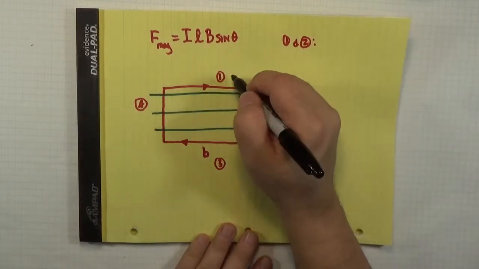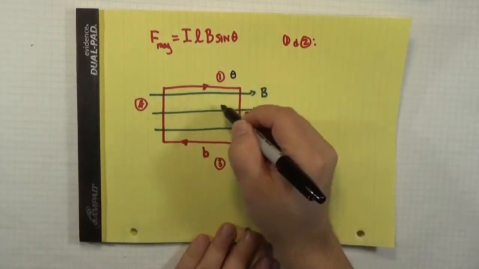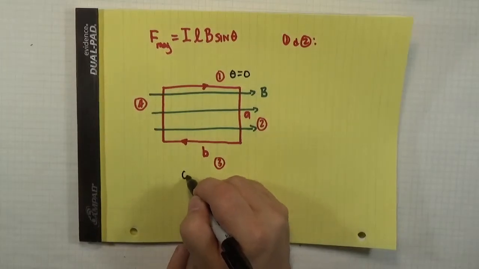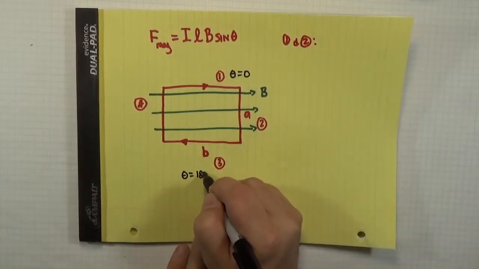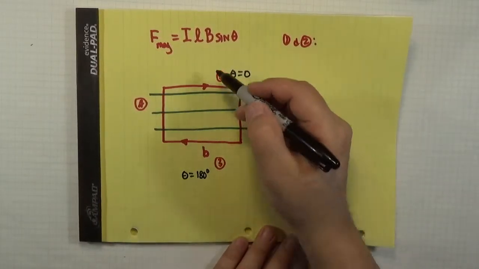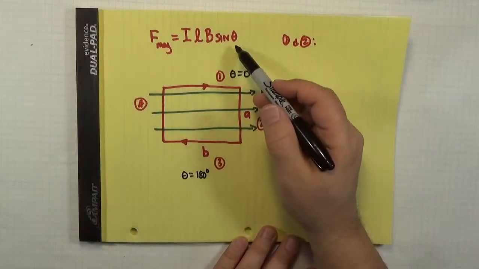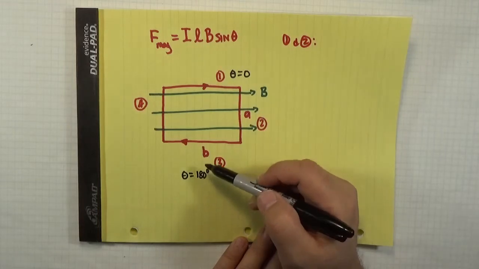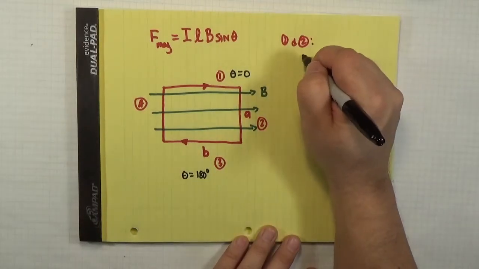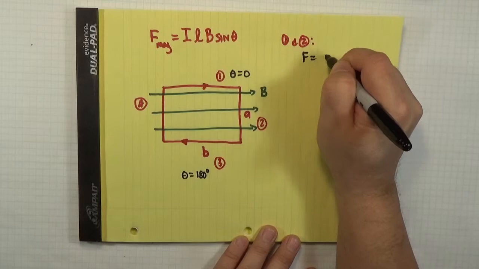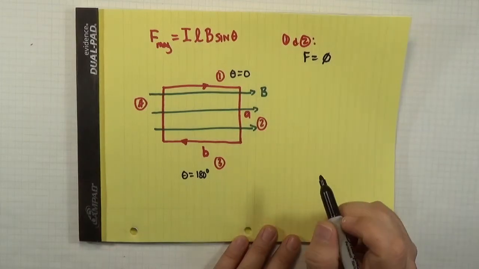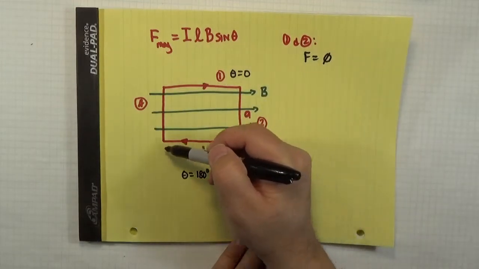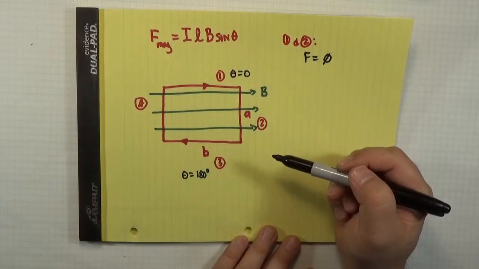So up here, theta, which is the angle between the current and the B field, is 0. And down here, theta is 180 degrees. And so for both 1 and 3, the sine of theta is 0. Sine of 0 is 0. Sine of 180 is 0. So in both these cases, the force is equal to 0. There is no magnetic force on the current when it's on those two sides of the loop.